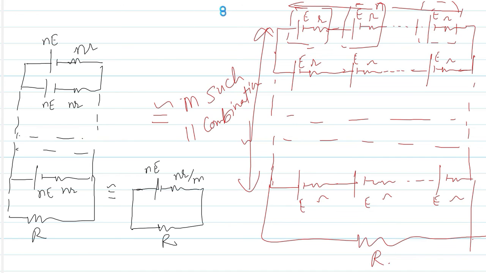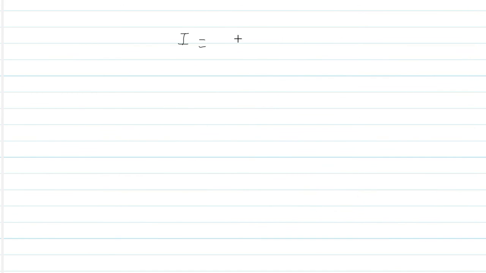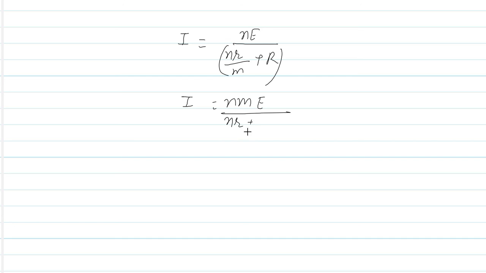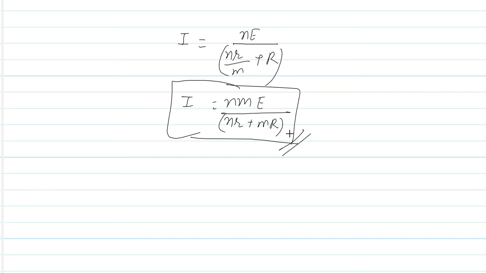Let's write the final value of current. When you write current, it will be given by total EMF divided by total resistance, which is nR by m plus capital R, right students? Now let us solve this. After taking the LCM in the denominator, you will get m in the numerator, so you get nmE divided by nR plus mR. This is the final expression when you solve the series-parallel mixed combination, right students?